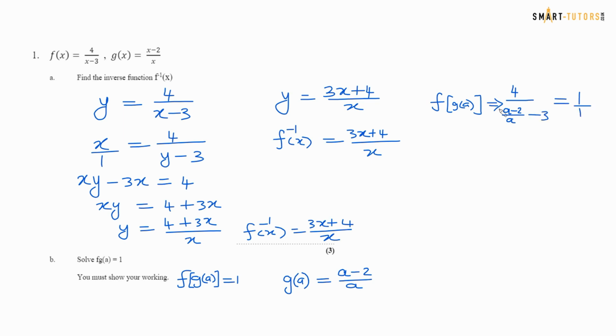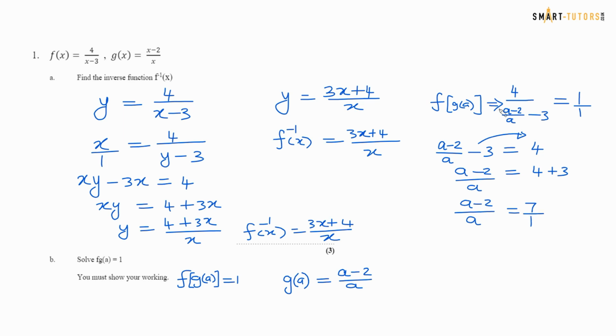So 1 over 1, I'm going to cross multiply. So (a - 2)/a - 3 times 1 is going to be (a - 2)/a - 3 equal 4 times 1 is 4. Minus 3 goes to the other side, plus 3. So 4 plus 3. So (a - 2)/a equal 7.